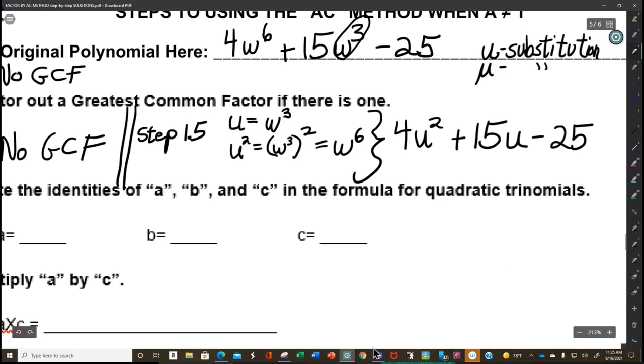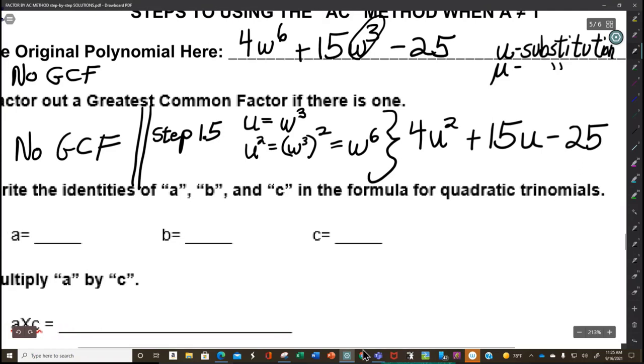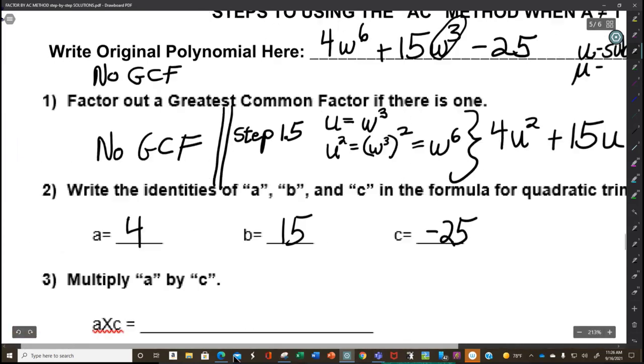So I now am going to write down my A and my B and my C. A is 4, B is 15, and C is negative 25. Notice that the minus sign travels with the number behind it. I'm going to make that into an arrow. There. Okay, so now we can speed it up.